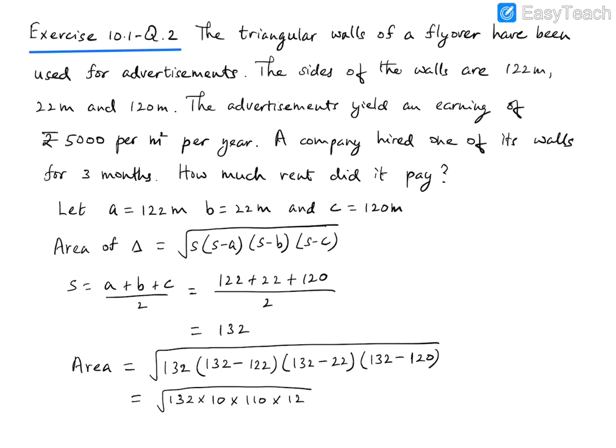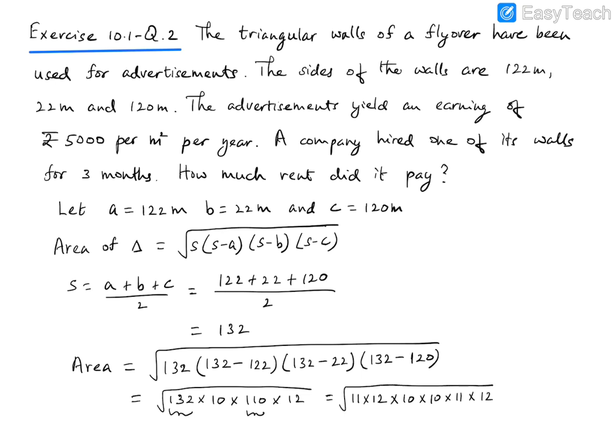And now to simplify the calculation of this square root, we can break down these numbers into simpler numbers. For example, we can write the 132 as 11 into 12. So 132 is 11 into 12. So that's the 132 part. The 10 we will keep as a 10. Then we have the 110. So the 110 we can write as 10 into 11. So 10 11s is 110. And then we have the last number 12 as it is under the root.